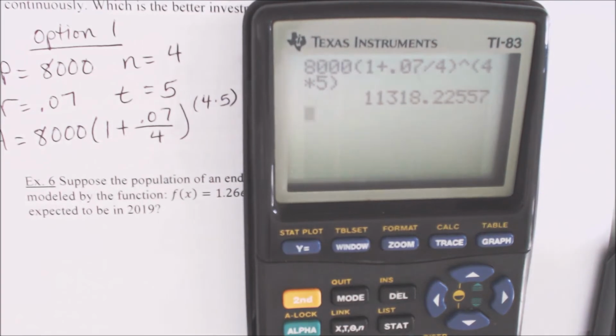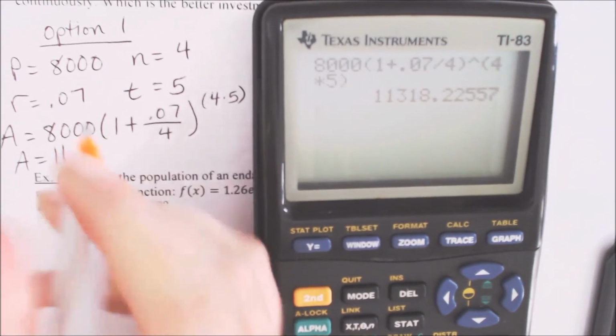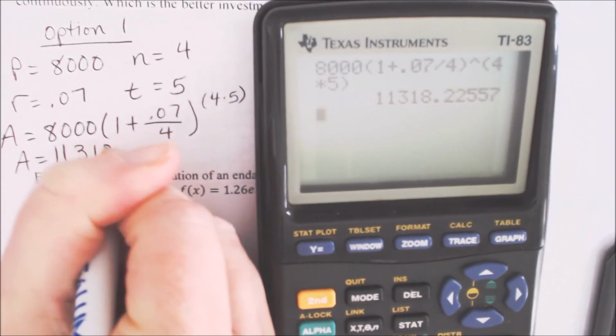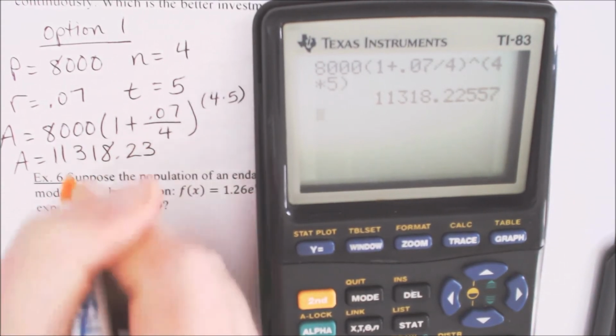And at the end of that 5-year period, we'll have $11,318. Okay, so that would be our amount at the end of that 5-year period if we want that first option. So $11,318 and let's say 23 cents. We'll round it to the nearest penny.